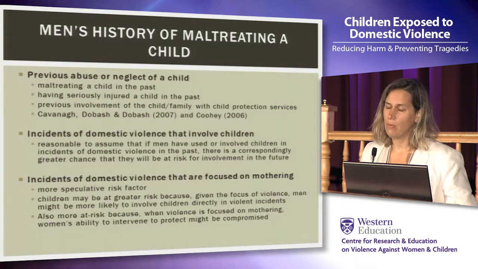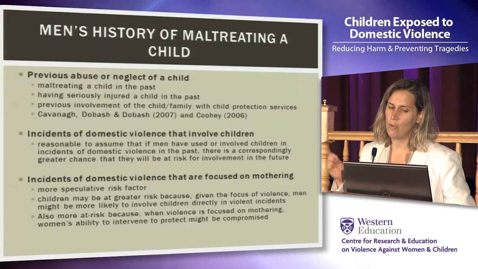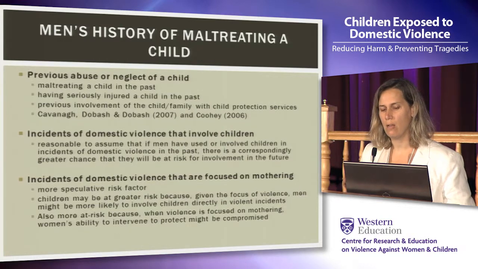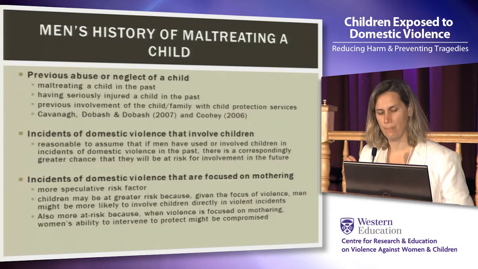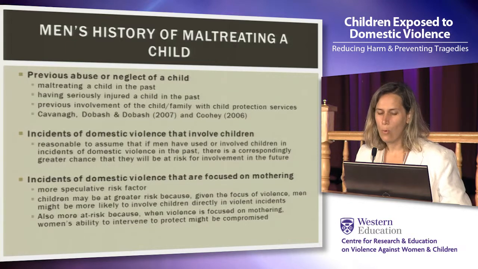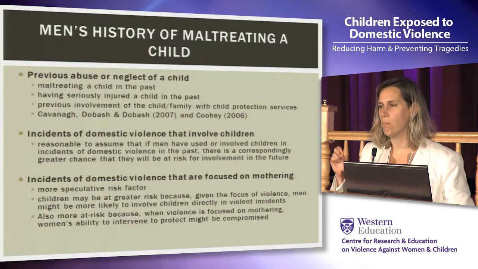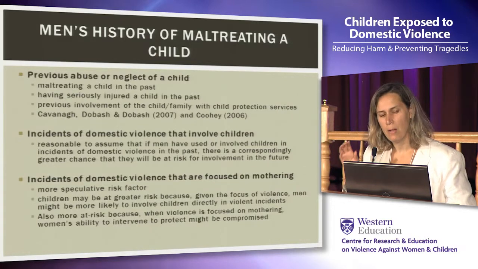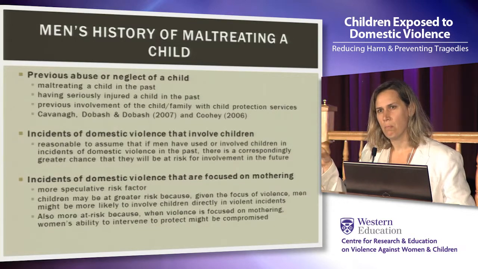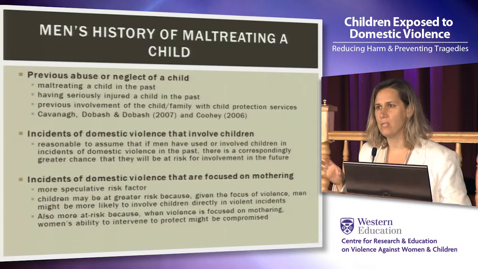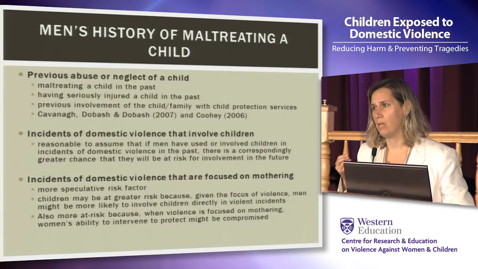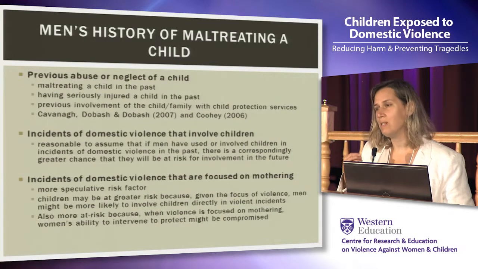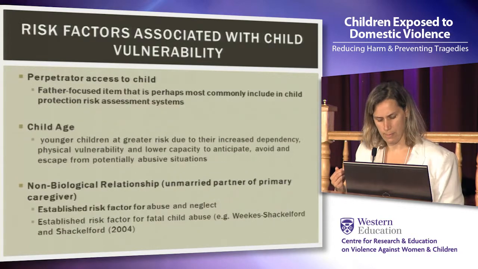I think we need to think about whether or not the incidents of domestic violence involve kids. I think it's reasonable to assume that if men have used or involved children in incidents of domestic violence in the past, there's a correspondingly greater chance that children will be at risk in the future. And I think we need to think more about incidents of domestic violence that are focused on mothering. There's been very little research on this, but if the domestic violence focuses on mothers, there's a couple of reasons why there might be greater risk. For one, the mom might be more reluctant to get help because she's convinced that if she asks for help, the kids will get taken away. And because women's ability to intervene might be compromised.